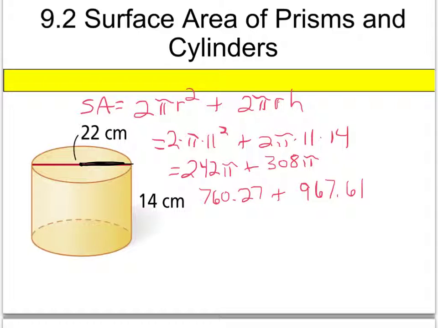Then adding these two together, you get a very, very large surface area. Apparently, this cylinder was huge because you get 1,727.88. What's the unit? Centimeters squared. Absolutely. There you go.